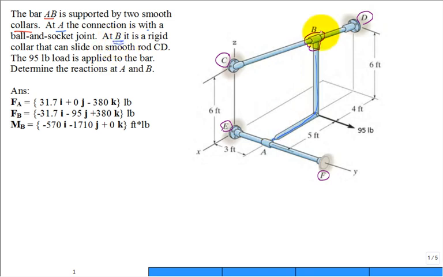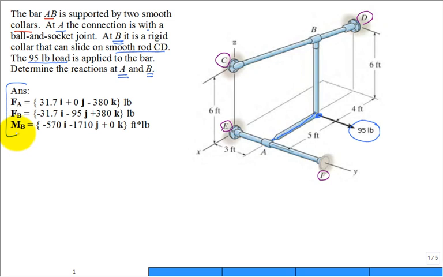At B, at the other end, up here, it's a rigid collar, and so that's kind of shown by this part coming down attached to that collar. And so it's rigidly attached, but it still can slide along the smooth rod C to D. And a 95-pound load, here's our 95-pound load, is applied down here to the bar. Determine the reactions at A and B.